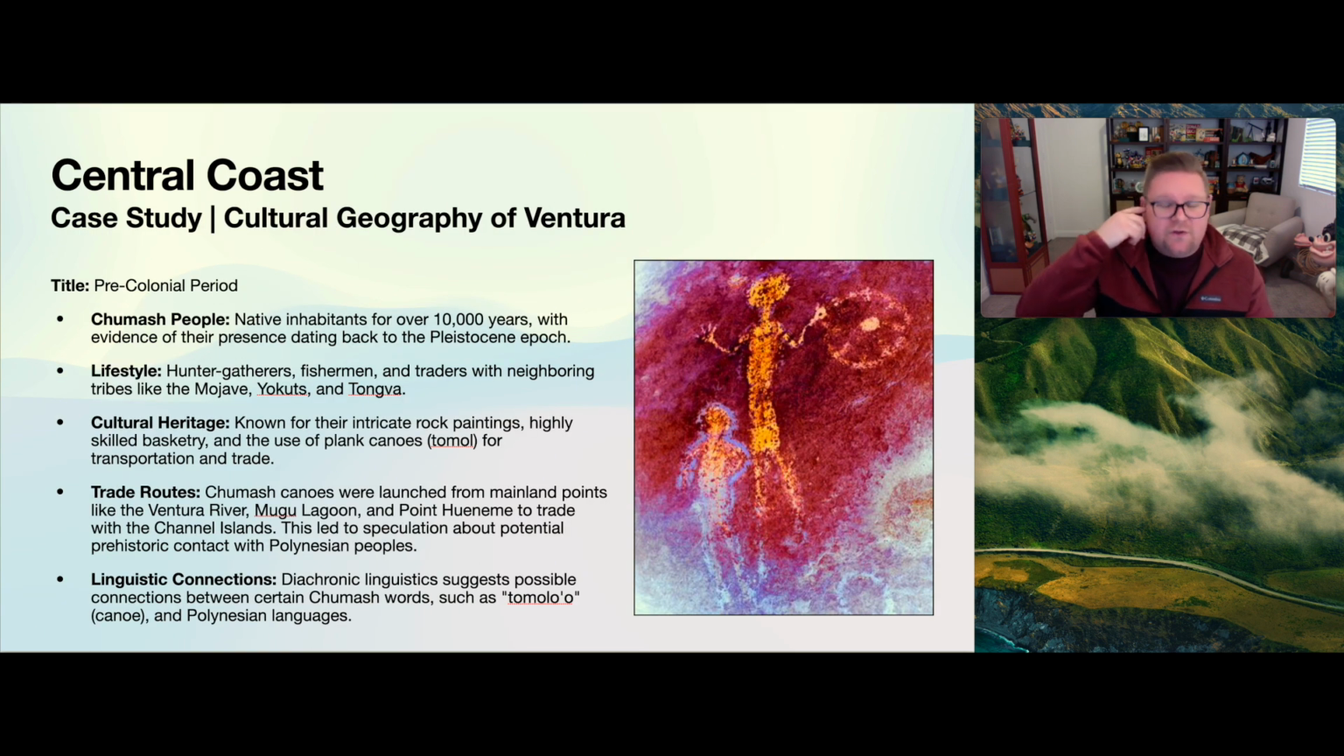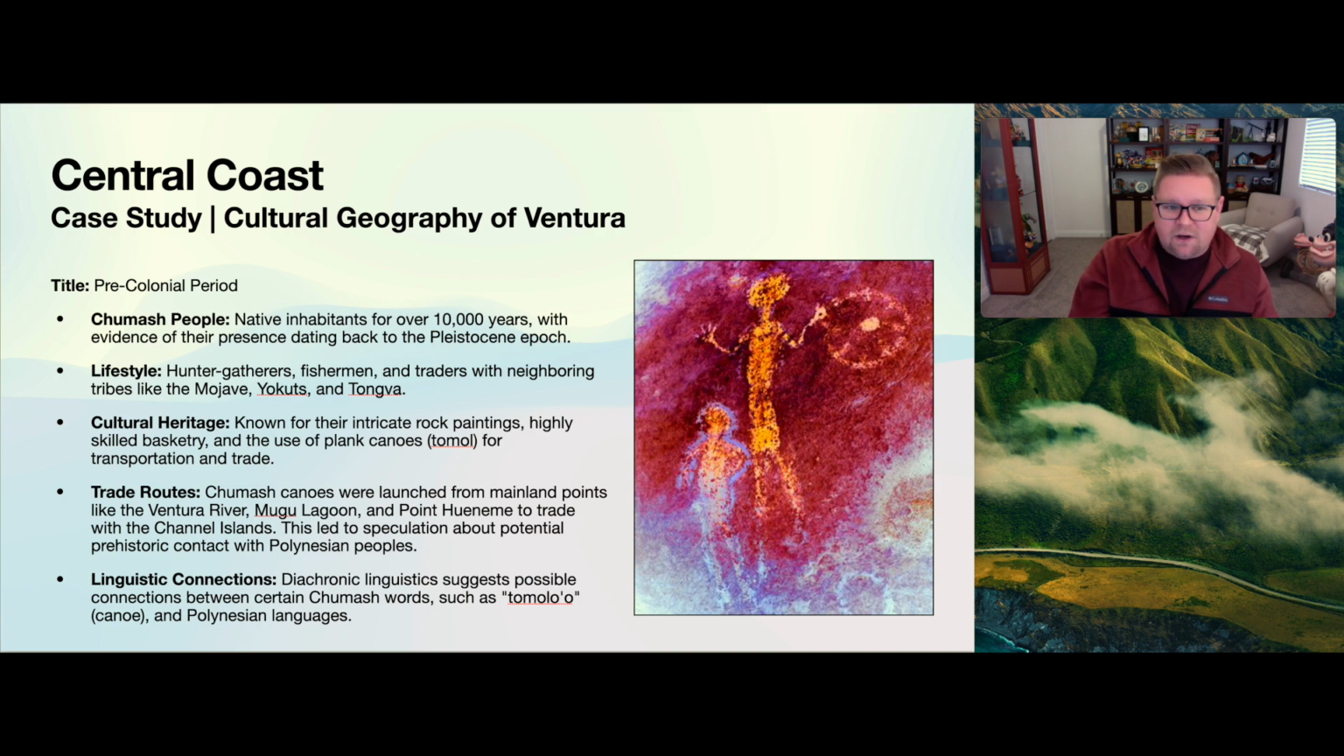Now, culturally, obviously there's culture everywhere throughout the state, but there's a lot of recorded culture here. They have what we consider petroglyphs and pictographs. Petroglyphs are carved into rock, but pictographs are painted. Going back to pre-colonial periods, you have the Chumash people, who have been here for over 10,000 years. There's evidence of this going back to the Pleistocene epoch, when California had mammoths and very large camels and all kinds of fun things. That was during the end of our last ice age.